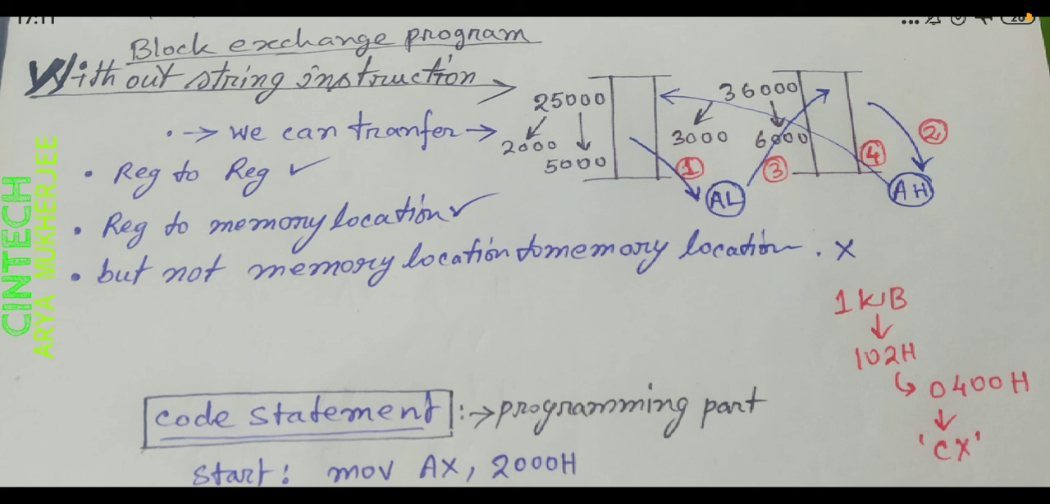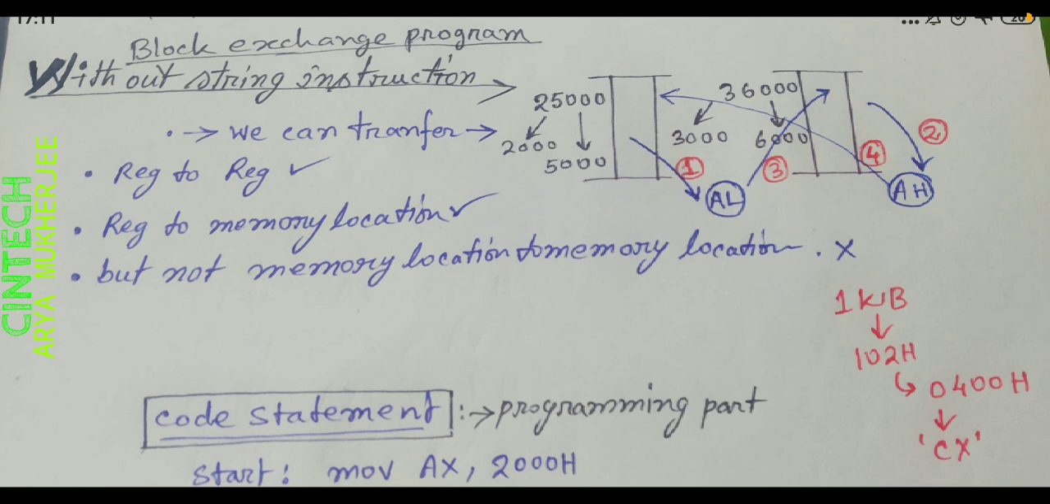Without string instruction, when we want to execute this block exchange program, we need AL and AH to hold the data temporarily. In the 8086 microprocessor we can transfer data from register to register, and from register to memory location, but not from memory location to memory location. There is no instruction in 8086 to take two memory operands in one instruction. Intel processor does not allow it, at least not at our level. So we need AL and AH to hold the data temporarily.